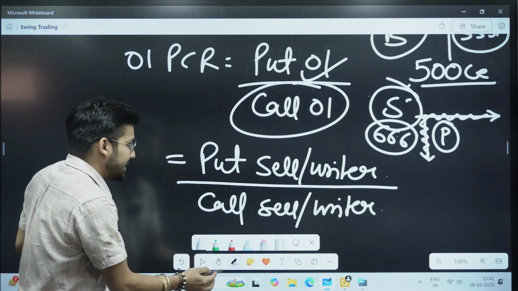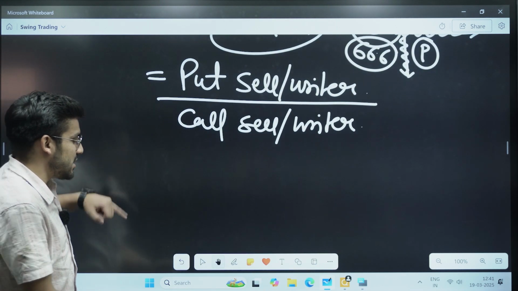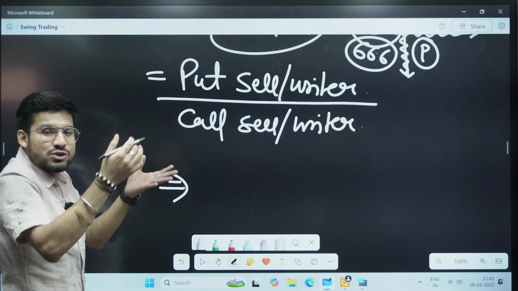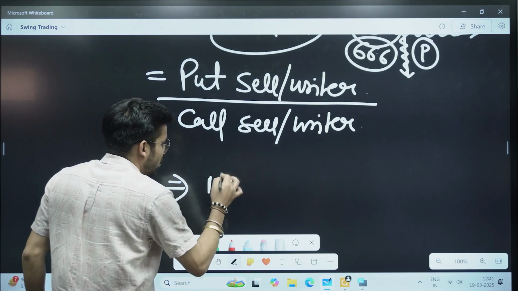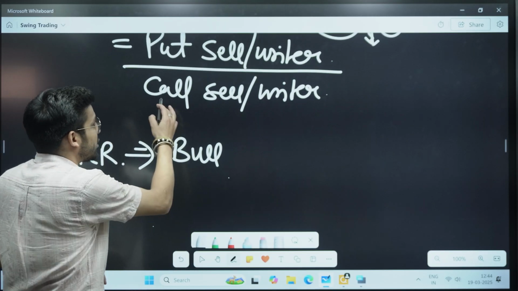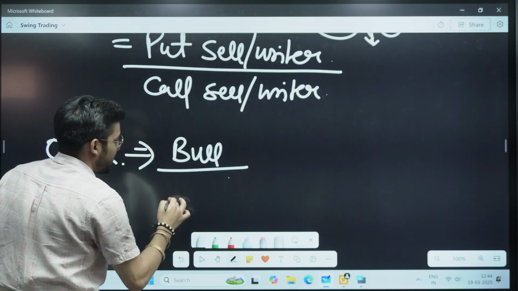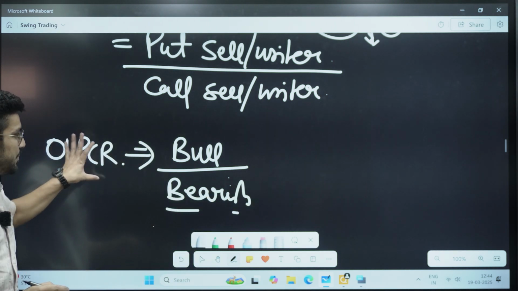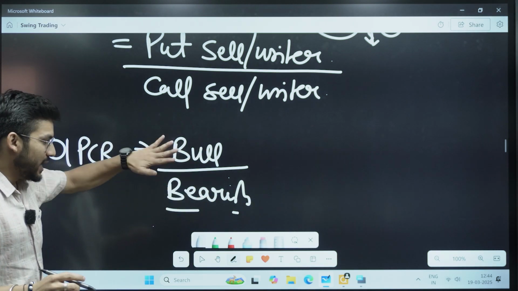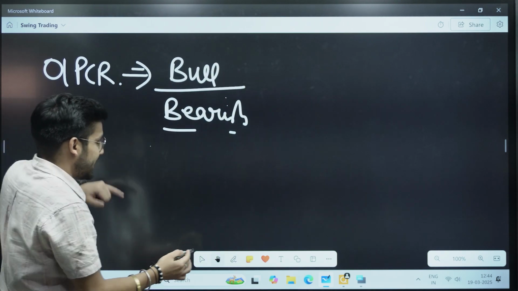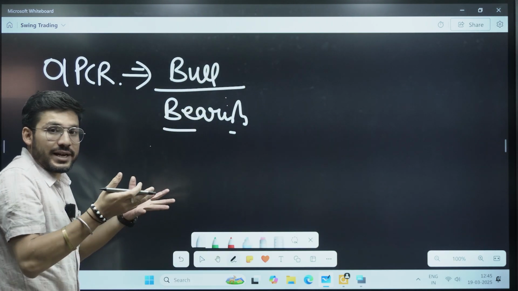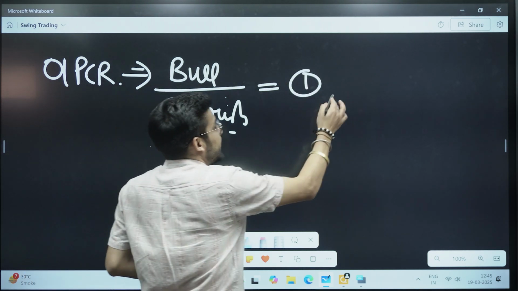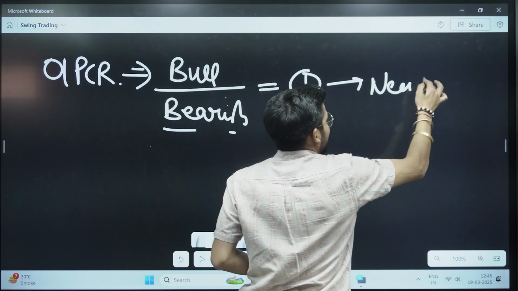If there is a call seller, what will be the view of the call seller? He wants the market to remain in the negative direction or sideways. So the view is bearish. Similarly, for the put sellers, I can write their view is bullish in the market, right? So now we have interpreted the OI PCR in terms of bulls and bears. Now let's go ahead, and if the bulls and bears are equal in the market, I can write it as 1.